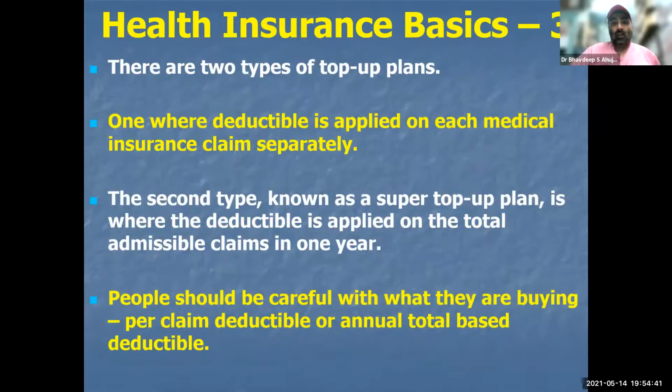So then there are 2 types of top-up plans I've discussed. One, where deductible is applied on each claim separately, or a super top-up, where deductible is applied on the total claim in 1 year. Super top-up में बार-बार deductible नहीं लगता है, only once. Top-up में लगेगा because the limit has to be crossed from the basic one. So you should be careful while you buy the plan and the deductible thing.